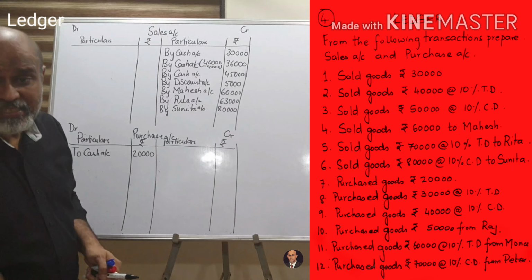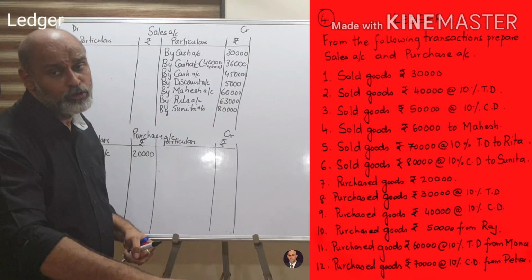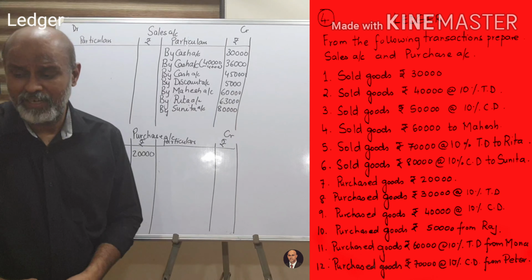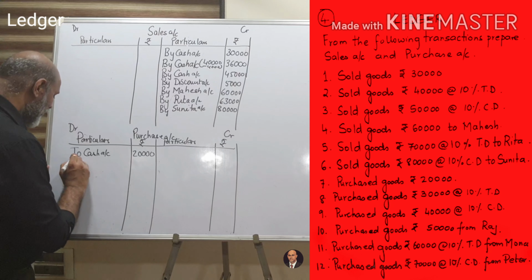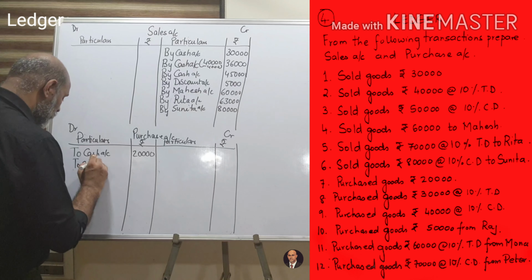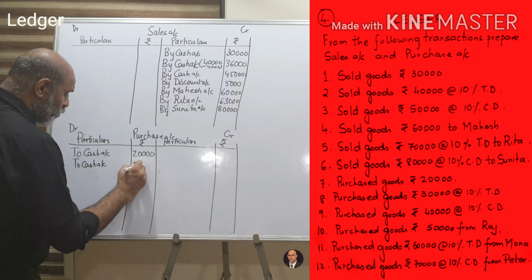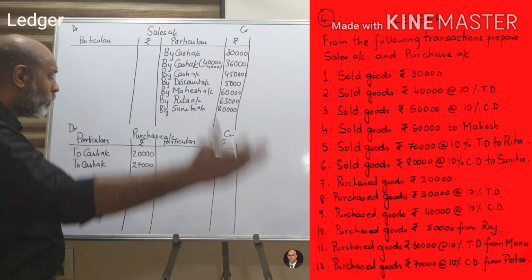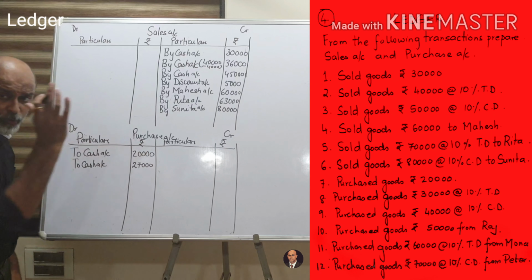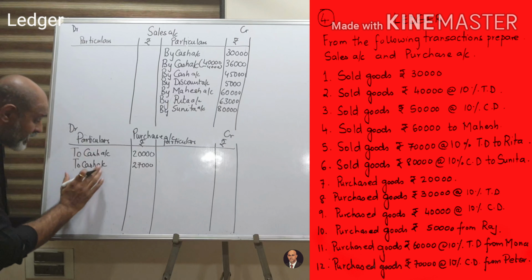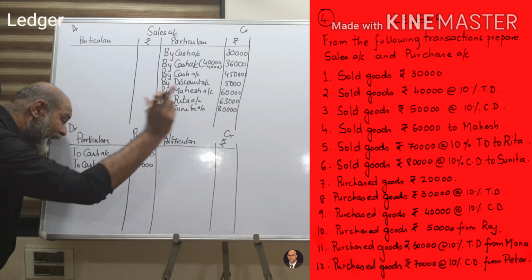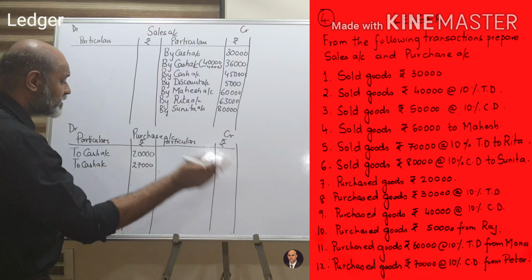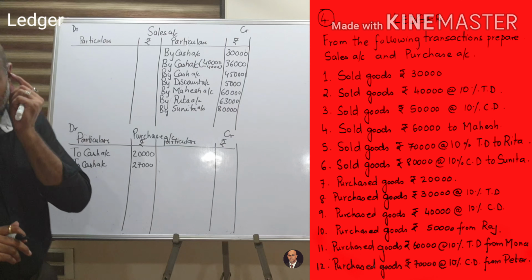After which I take up the next entry, purchase goods rupees 30,000 at 10% TD. So here TD is applicable, both on cash transactions and on credit transactions. I write here to cash, and the amount will be 27,000. Immediately I will go to the cash account, and on the opposite side of the cash account I will write down by purchase. Fine.